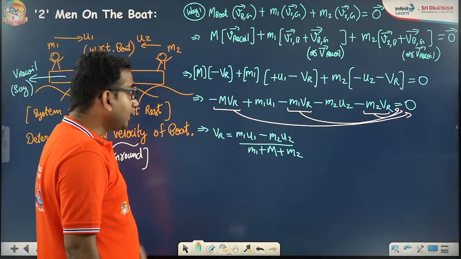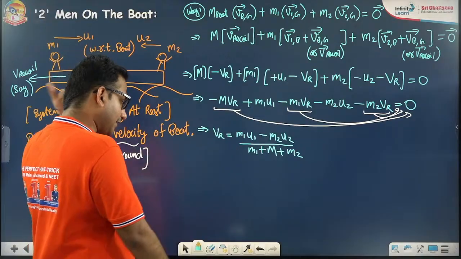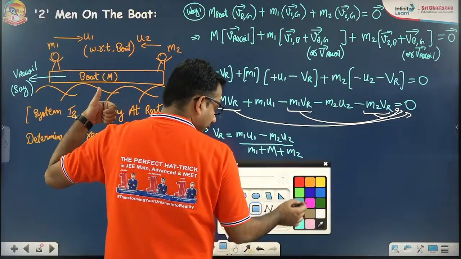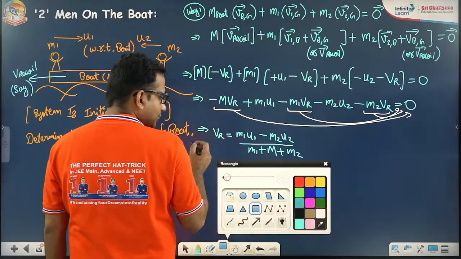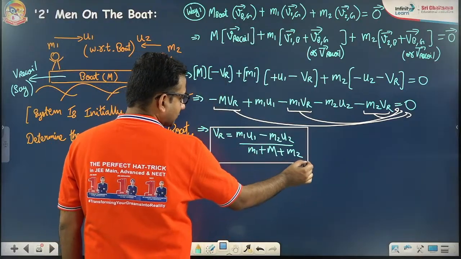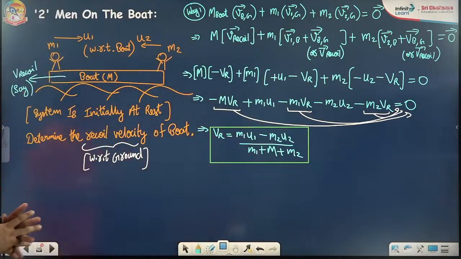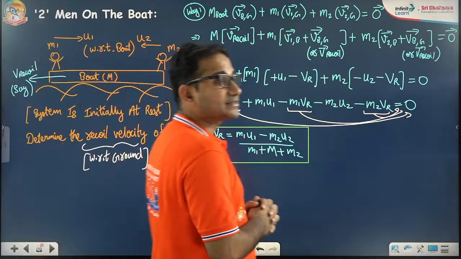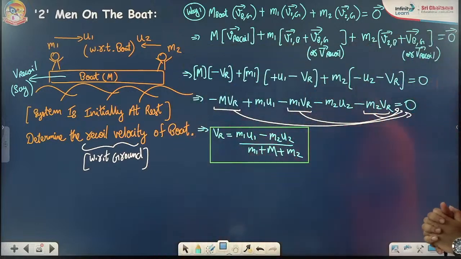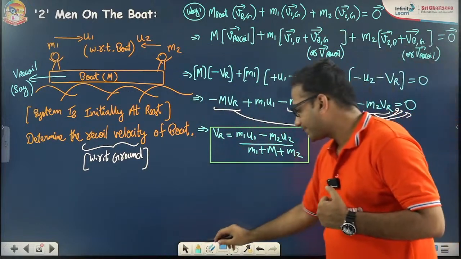And that recoil velocity is towards left. Magnitude wise, it is this much. Direction wise, it is going to be towards left. So that is your final answer: M1 U1 minus M2 U2 by M1 plus capital M plus M2. That is your final answer by this big approach.